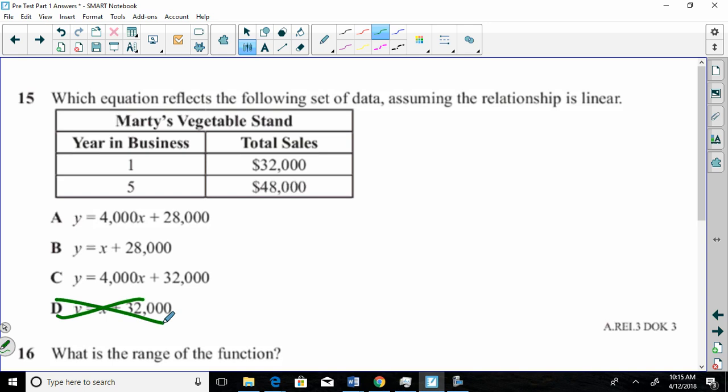What about right here? What's 1 plus 28,000? Does that equal 32,000? No. What about 1 times 4,000? What's 1 times 4,000, plus 32,000? Is that 32,000? No. And so 4,000 times 1 is 4,000 plus 28,000 ends up getting 32,000.